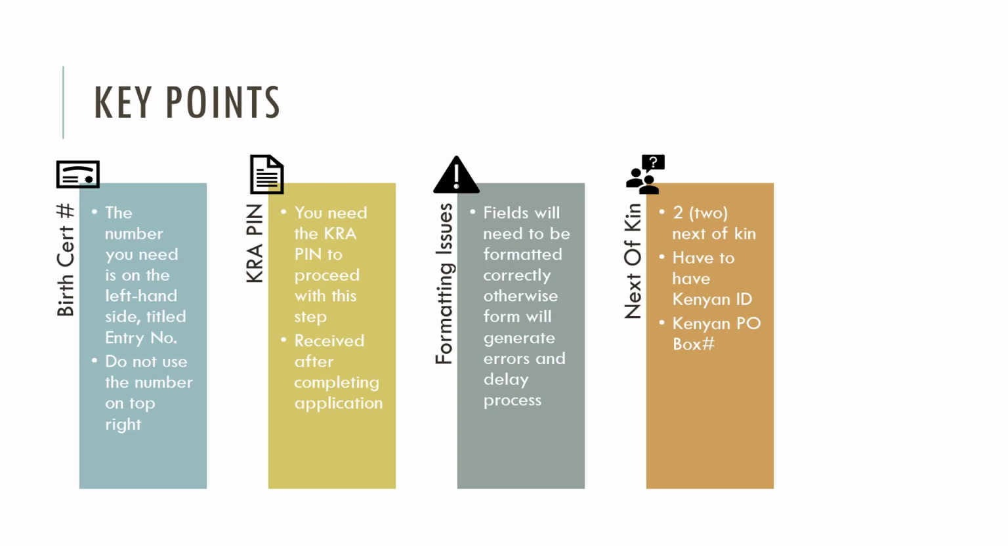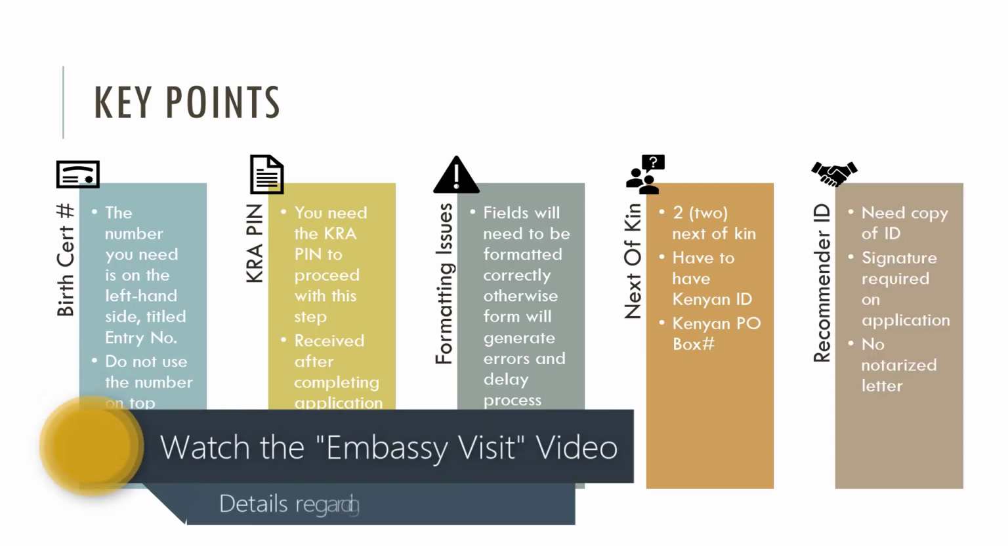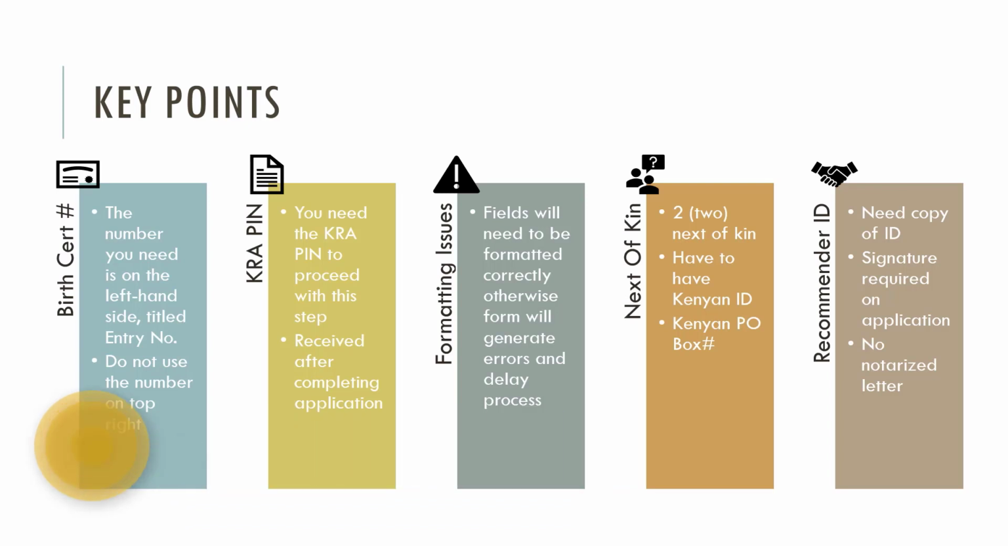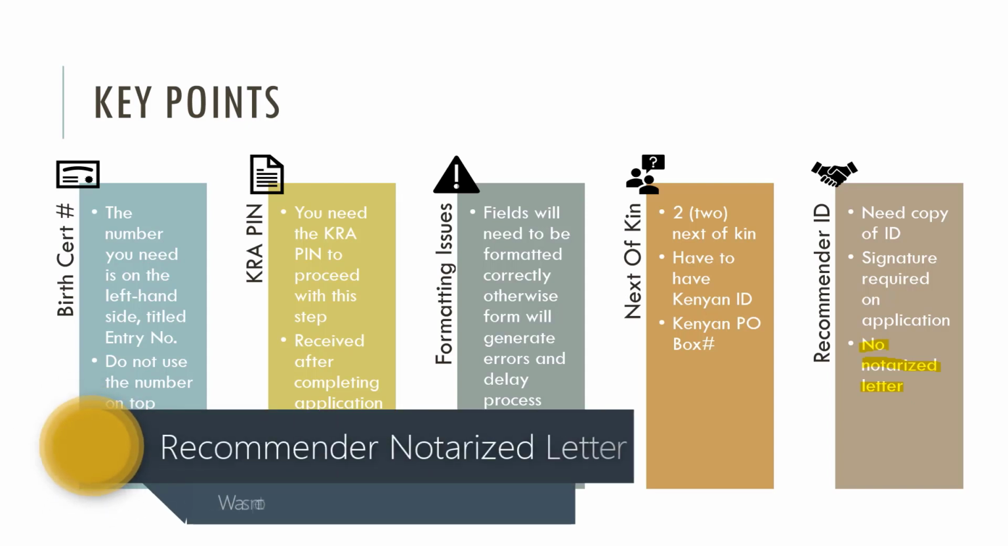Second to last is the next of kin. You're going to need two next of kin, and they're both going to require a Kenyan ID, so that's something you have to keep in mind. Then the recommender's ID, you're going to need a copy of that. They actually need to sign the form. However, the people at the embassy did give us some information which could help in that step if that's something you're not able to capture at the time. And unlike previous applications, there's no notarized letter. Before, when you had to make an application, you needed a letter from another Kenyan of sound mind, as they put it, who would pretty much vouch for the veracity of your Kenyanness or something to that effect, but that wasn't required at this point.